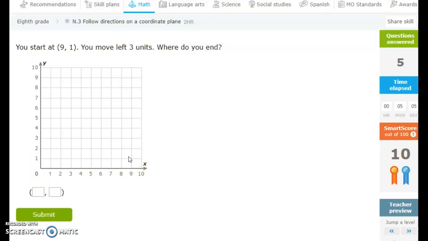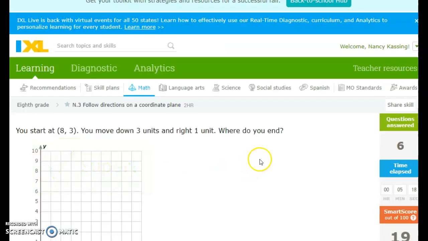Then it tells me to move 3 units left. 1, 2, 3. Where did I end up? 6 on the x-axis, 1 on the y-axis. So let's put that in. There we go.